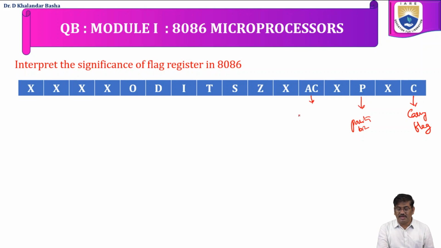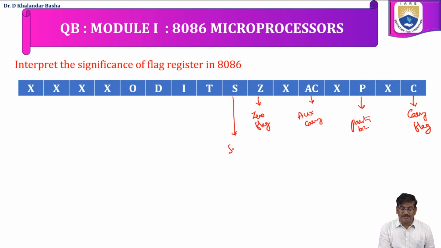The next bit is auxiliary carry. This auxiliary carry will be set whenever any carry is generated or any borrow is taken in the lower nibble of your data. If it is in the MSB, it is the carry flag. If it is in the lower byte, lower nibble, it is auxiliary carry. The next flag is the zero flag. This zero flag will be set when the result is 0. If the result is non-zero, then the Z flag will be reset.